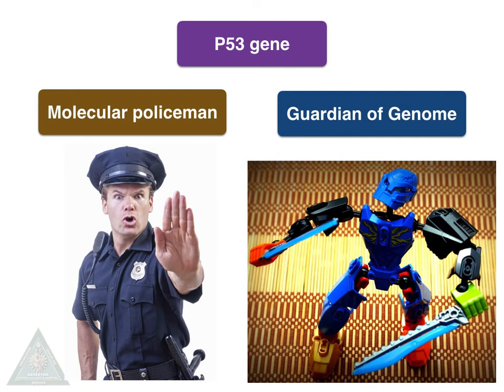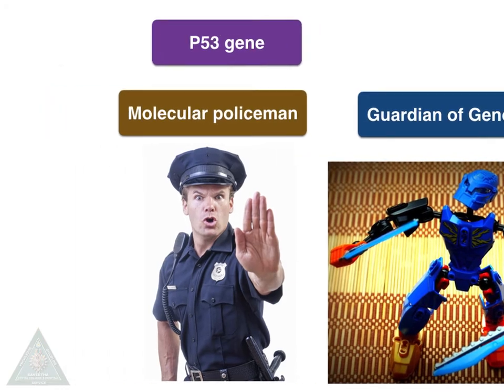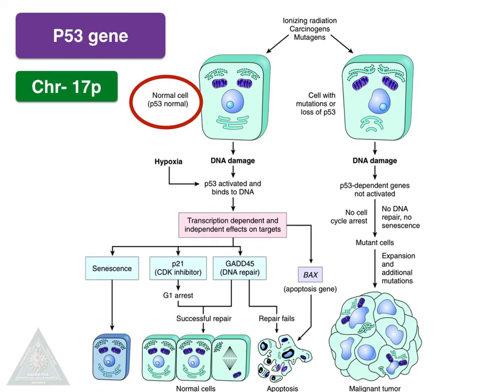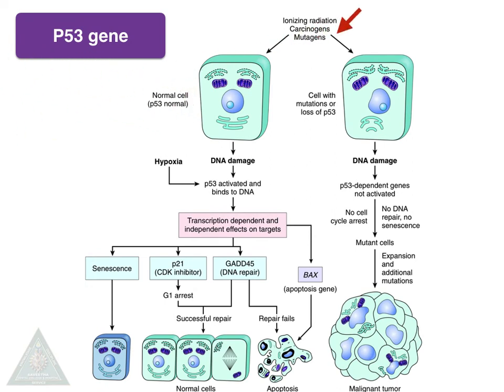The next one is the P53 gene, otherwise known as the molecular policeman or guardian of the genome. This is the most important gene we can see in all tumors, commonly present on chromosome 17p. Whenever there are signals for cancer, like ionizing radiation or carcinogens, if the cell has normal P53, this P53 will be activated and bind to the DNA, and cause senescence and end in cell death, or it will cause cell cycle arrest for DNA repair, or it will end the cell in apoptosis.